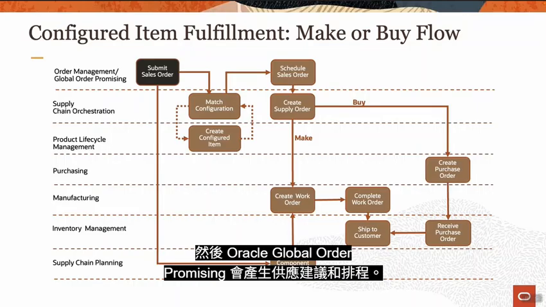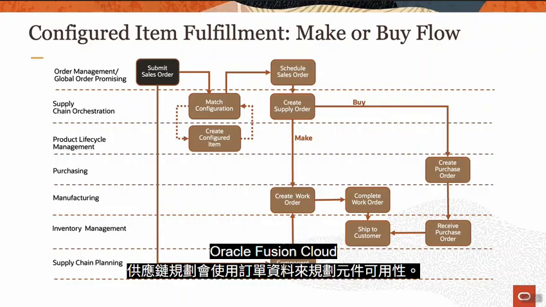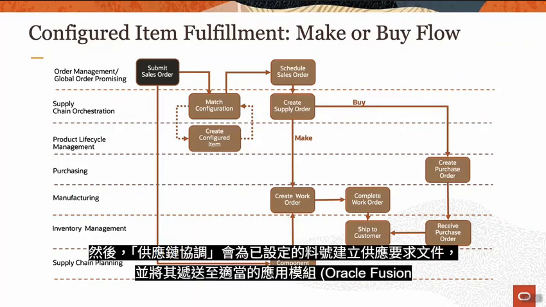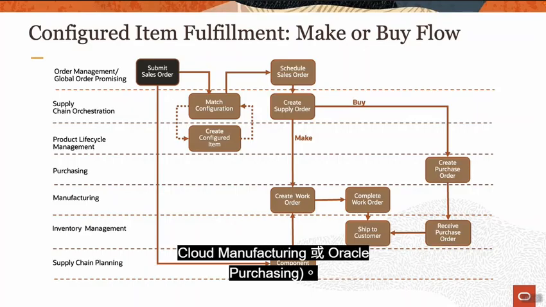Then, Oracle Global Order Promising generates a supply recommendation and schedule. Oracle Fusion Cloud Supply Chain Planning uses the order data in planning for component availability. Supply Chain Orchestration then creates the supply request documents for the configured item and delivers them to the appropriate application, either Oracle Fusion Cloud Manufacturing or Oracle Purchasing.